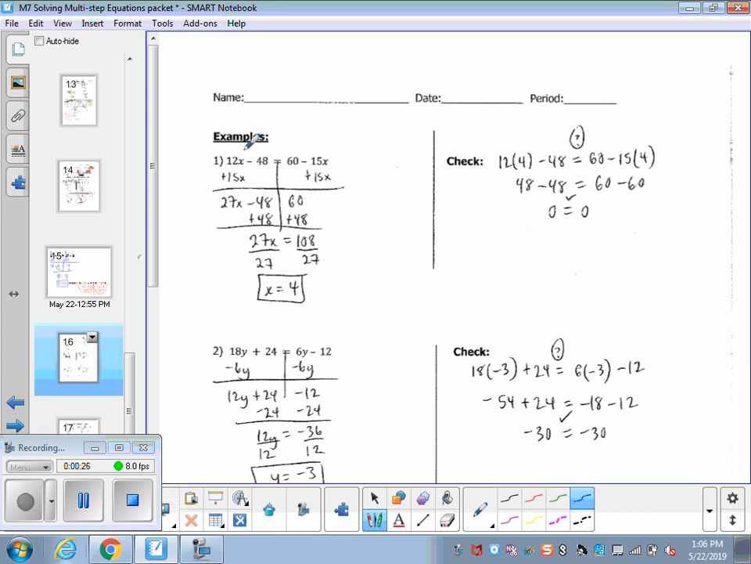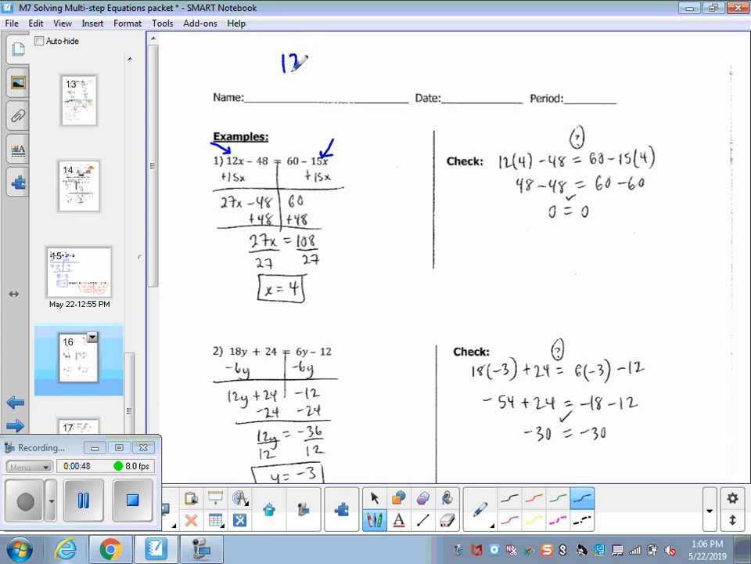We're going to get started here with the first one. So we've got 12x minus 48 equals 60 minus 15x. First thing we're noticing is that we've got 2 terms, and we've got 2 terms. So we don't need to simplify on either side because we've got 2 terms. And now we need to focus on the coefficients. So we have a 12 with our x and a negative 15 with the x.